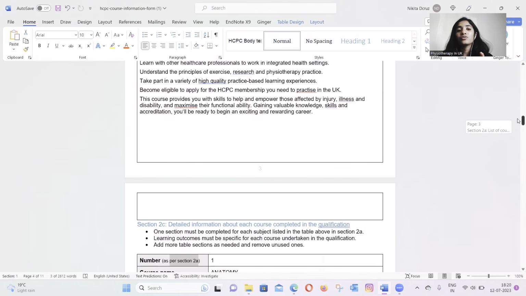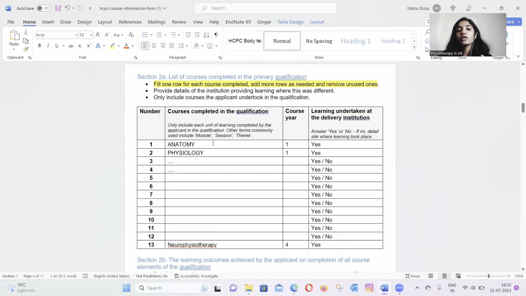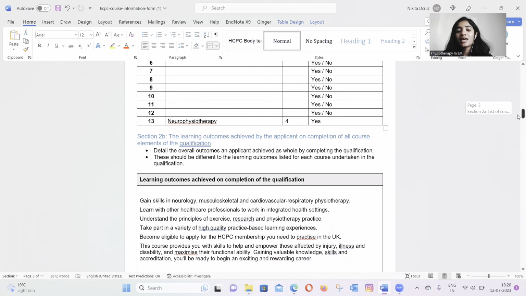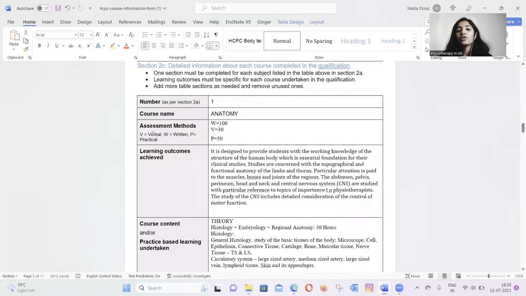Now we're going to go back to 2A, and as you can see over here, number 1 is anatomy. So as number 1 is anatomy over here, I'm going to use the same number over here, and I'm going to say, because number 1 was anatomy, I'm going to write the course name or the subject name as anatomy.